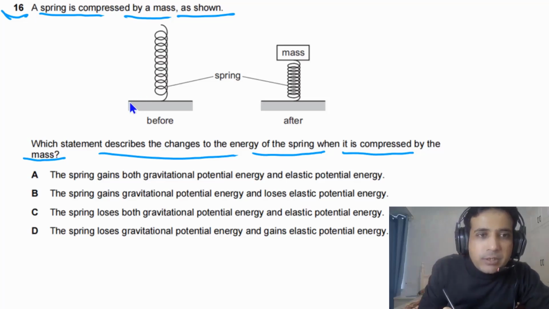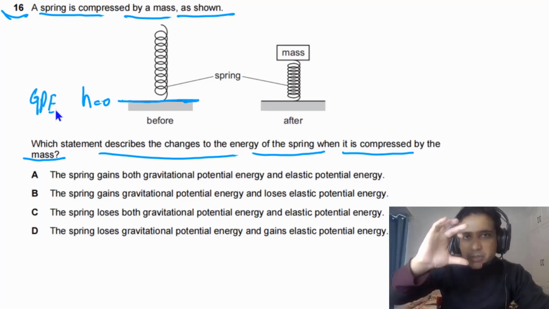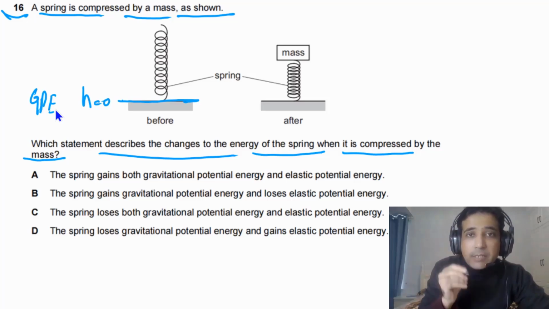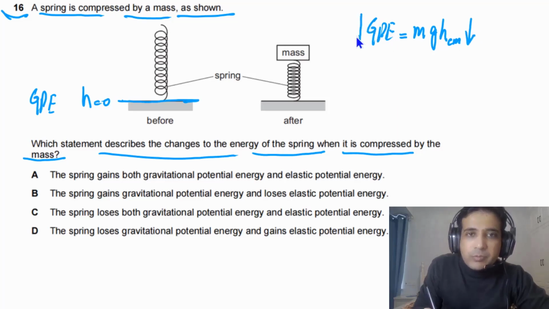So we can take a reference point, this reference line. Here we can take h equal to 0, so the GPE at this point is equal to 0. When the spring is compressed, its height of center of mass will decrease. As the height of center of mass decreases, GPE in this case will decrease because the center of mass of the spring goes down.